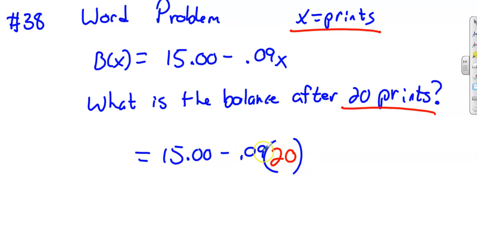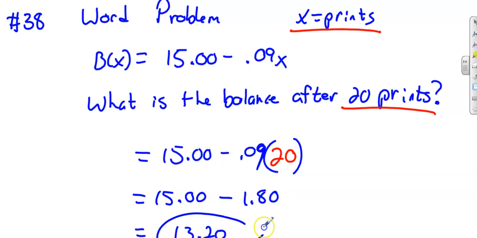Again, because you plugged in that number, go ahead and put it in parentheses, and in this case, you're going to do 0.09 times that. 0.09 times 20 should be $1.80. Subtract those two numbers, and that should be $13.20.